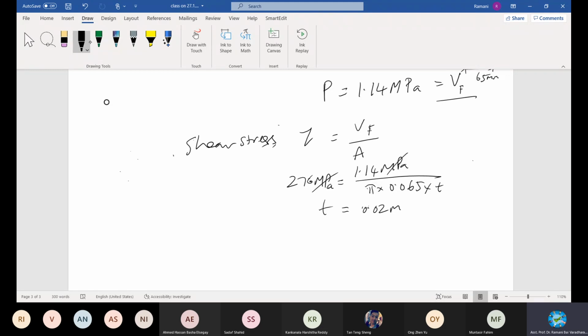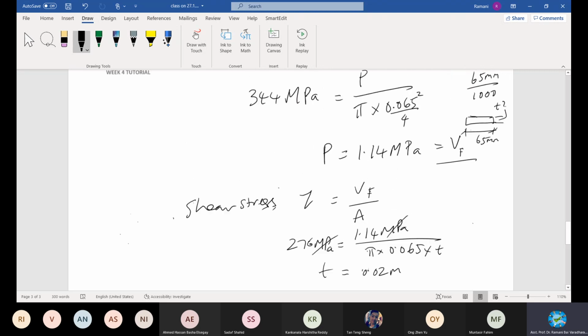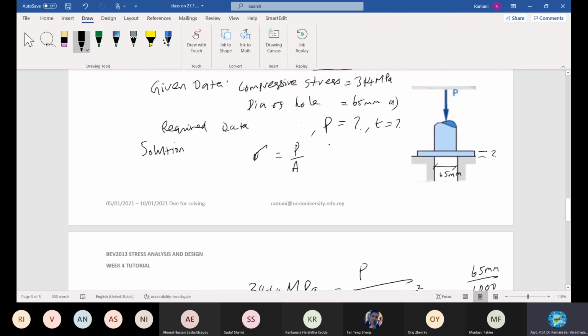I use the formula to find out my unknown, and if you substitute the shear strength, the area in contact with the surface will be like this. This is the area, right? This is the area, this thickness and this diameter. This material will be sheared off.